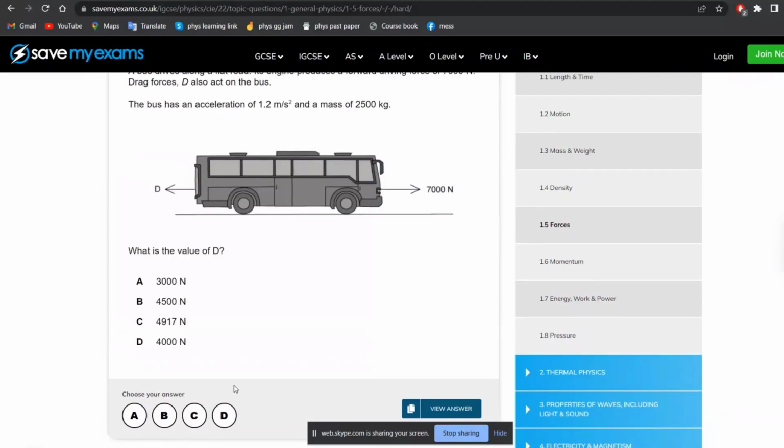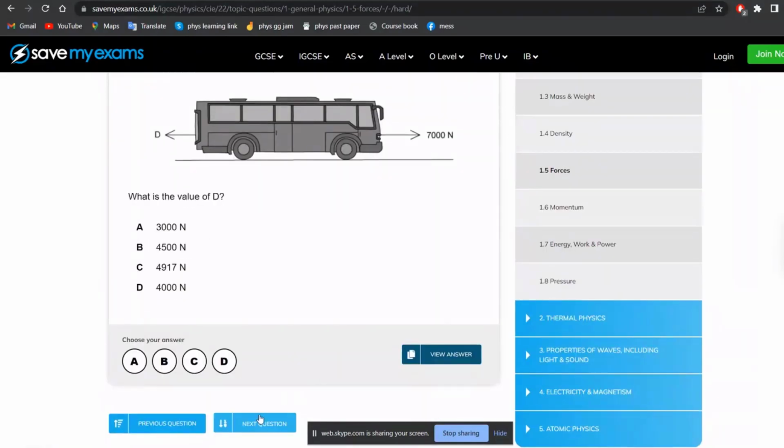Yes, 4,000 Newton. I'm considering buying the license of this website. It's about 400 Vietnamese dong per month if I purchase for the whole year. The price is greater when I purchase it for a short time, like 800 for a month.